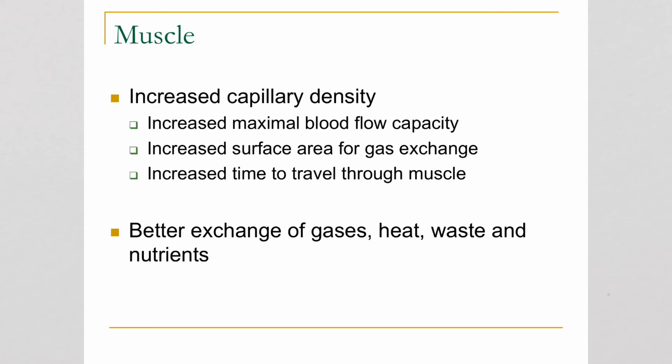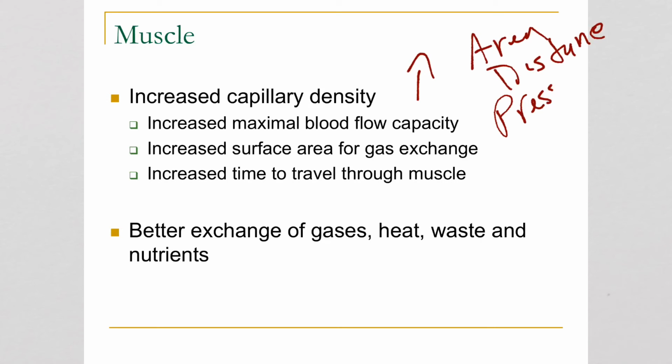What's happening in the muscles? Well, we mentioned before, capillary density is going up. So we think about what affects diffusion of gas. It's area, it's distance, it's pressure. All these things affect it, and of course the solubility, but that doesn't play so much of a role right here. If we have a higher density of capillaries, it causes our cross-sectional area to go up. If there are more capillaries, there's less distance between the capillaries and the muscle fibers, and it actually increases the time for travel. There are more routes that the blood has to go through, so the travel time goes up. This leads to overall better exchange of gases and nutrients, as you see there.